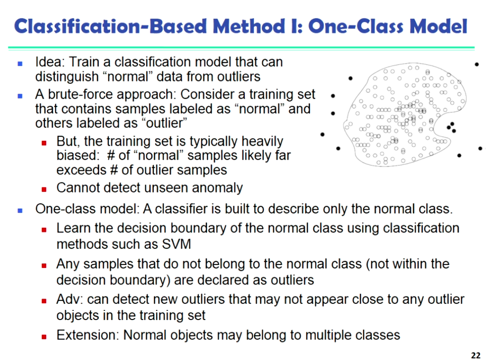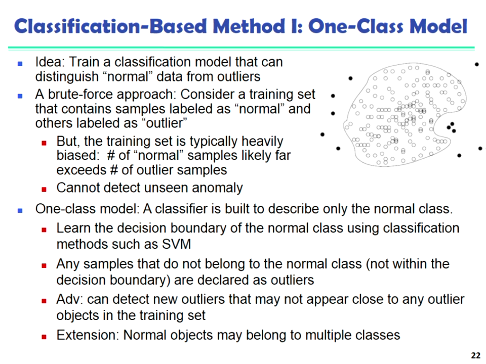Let's move now to the last point of this chapter, classification approaches. So, classification-based methods, the one-class model. Here we want to create a model with one class. The idea is to train a classification model that can distinguish normal data from outliers. In a brute force approach, we consider a training set that contains samples labeled as normal and others labeled as outliers.